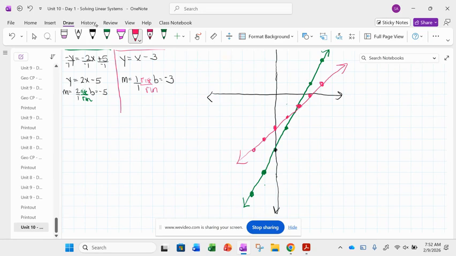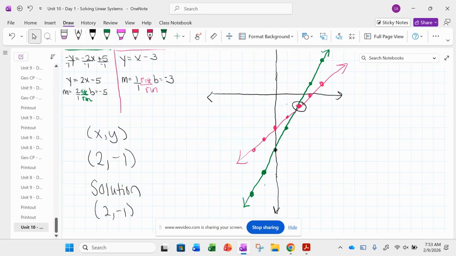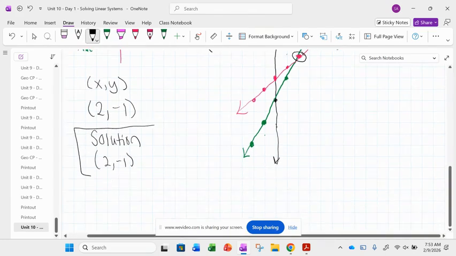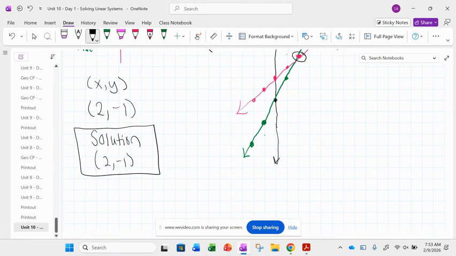And now our solution is where the two lines cross. That's this point right over here. So we look to read that point. Remember, our point is always x comma y. So our coordinate on the x-axis is a +2. My coordinate on the y-axis is a -1. So our solution is the point 2, -1. And that's where these two lines intersect.